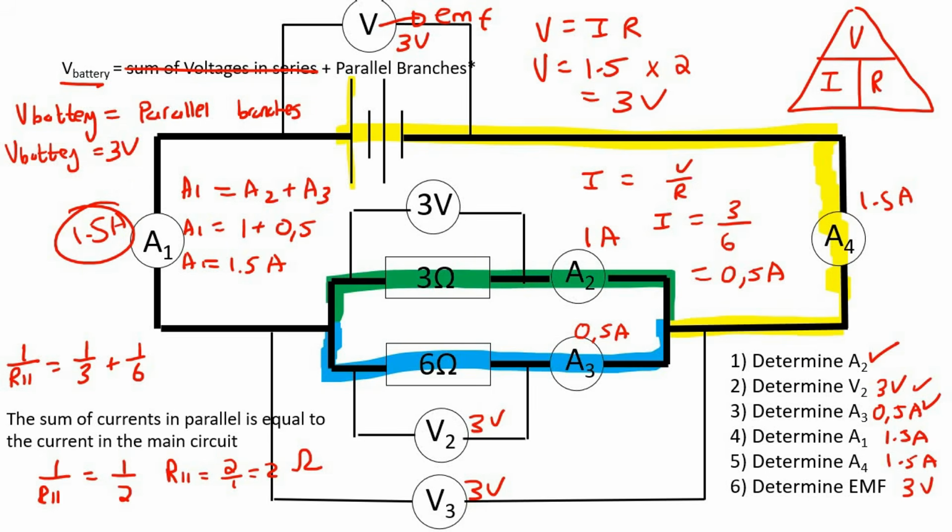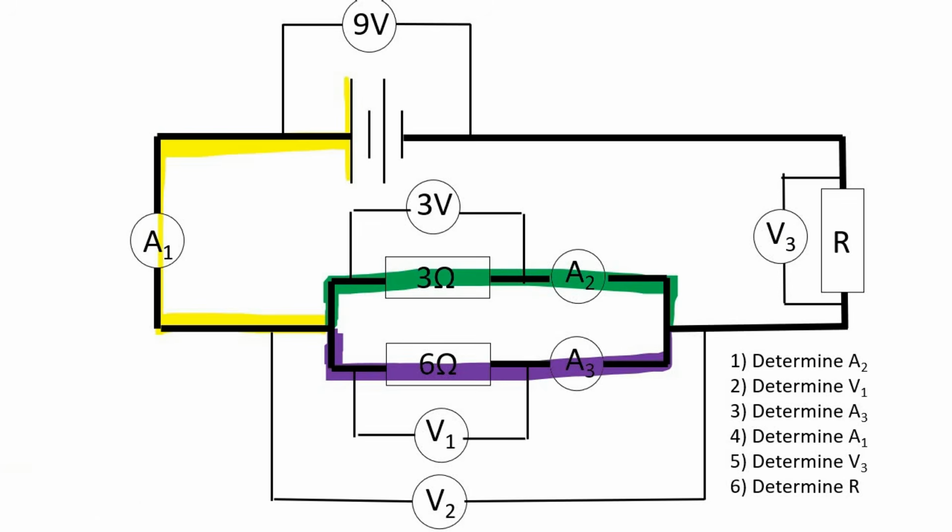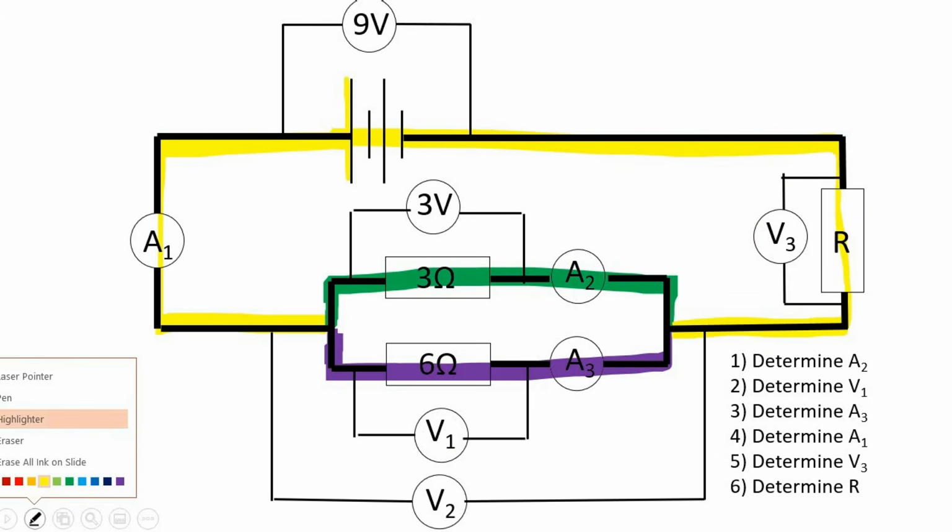Let's do one more example. Now this one's pretty awesome because we've got a parallel part where the current's going to go there, and then it carries on in series again over there. So we've got a bit of series and parallel with a device in series there. The first question says calculate A2.